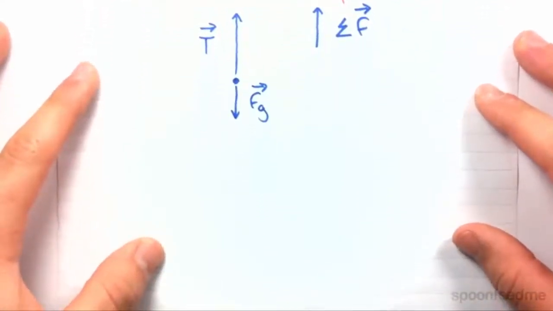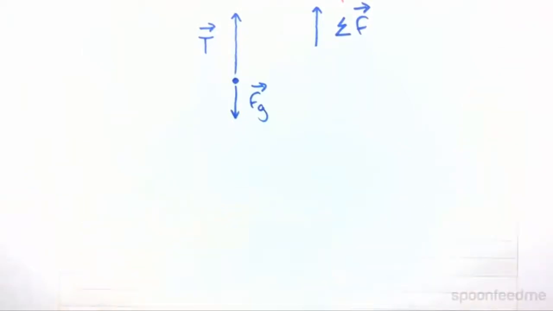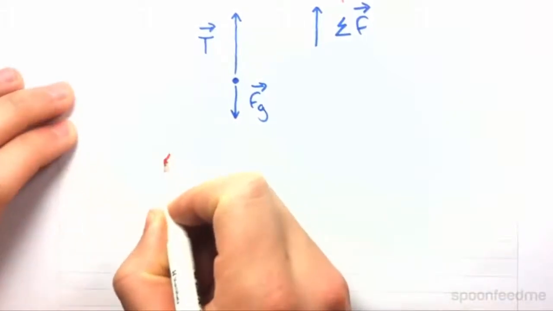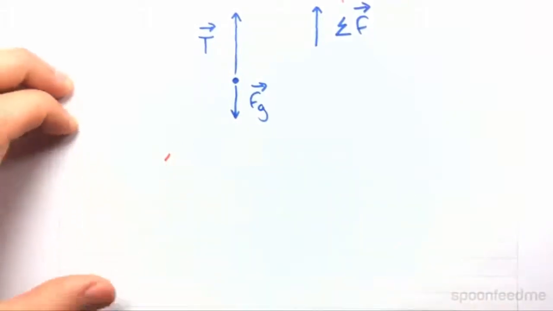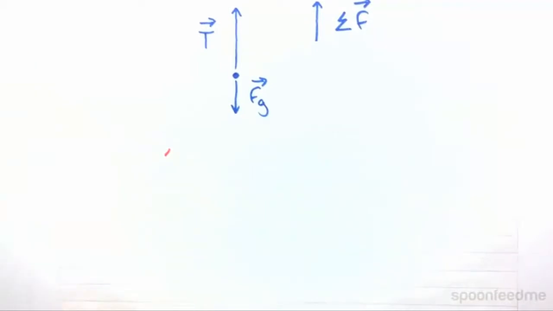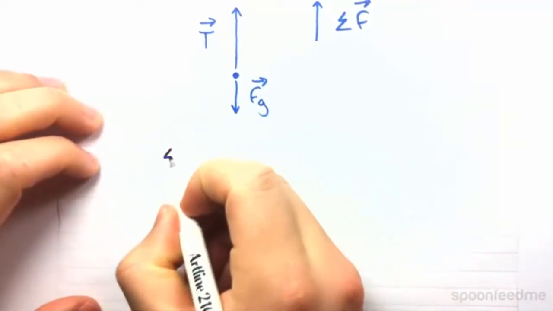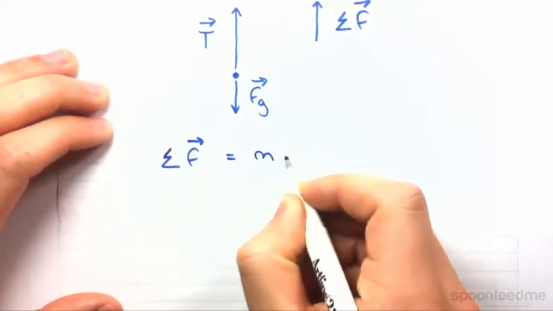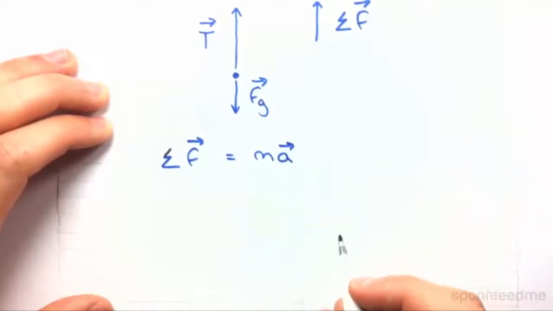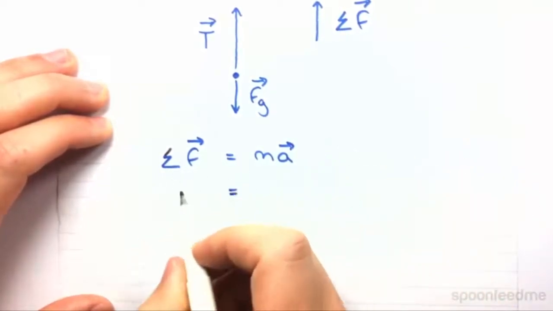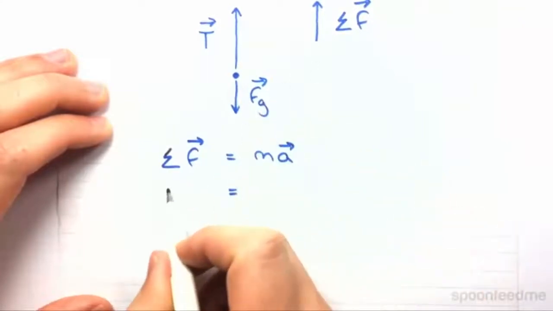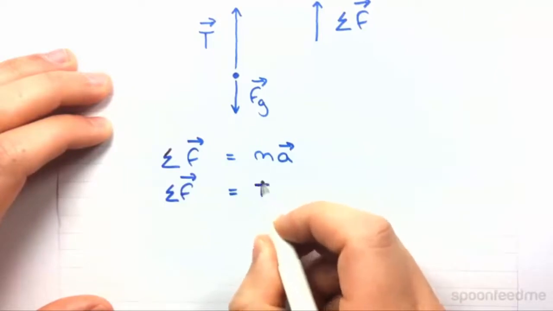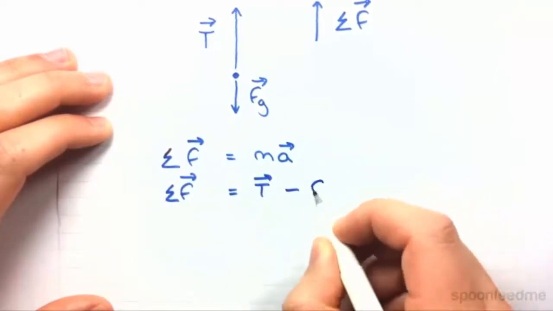So we know pretty well now what it looks like in terms of forces. Algebraically, first of all, we know that the net force acting on this rocket is equal to mass times acceleration, as per Newton's second law. We also know from our free body diagram that the net force acting on the body is actually equal to the thrust minus the force of gravity.